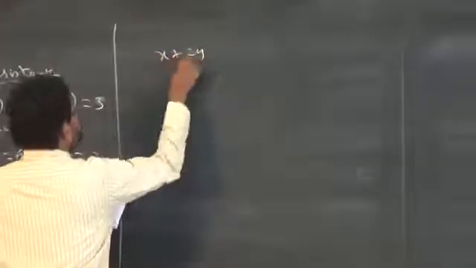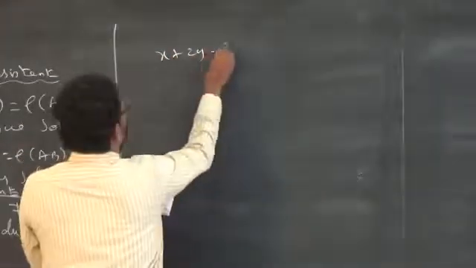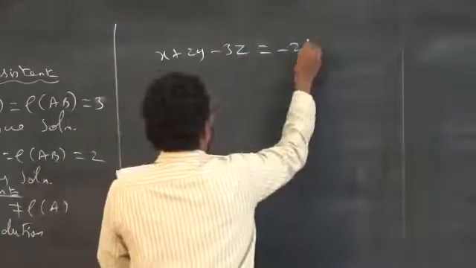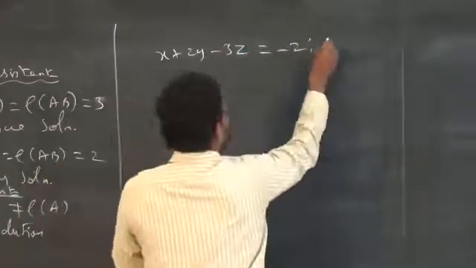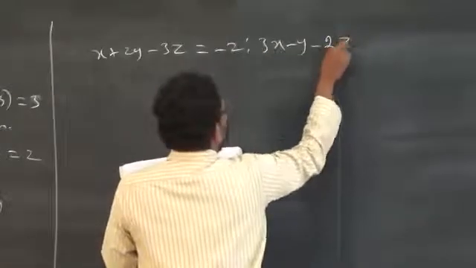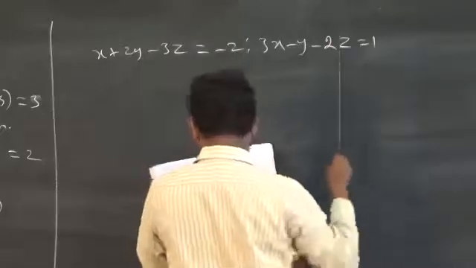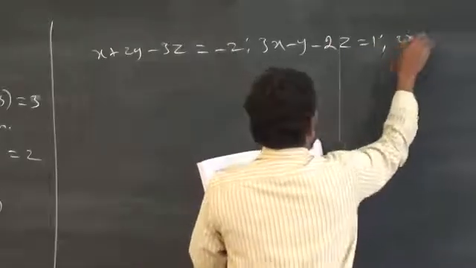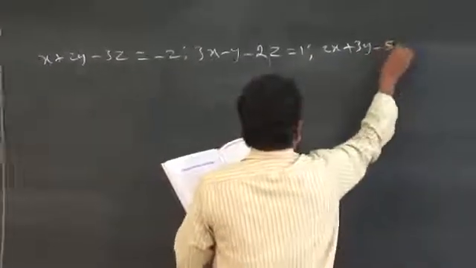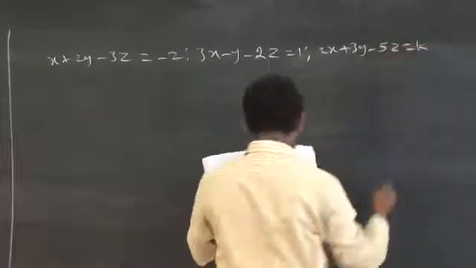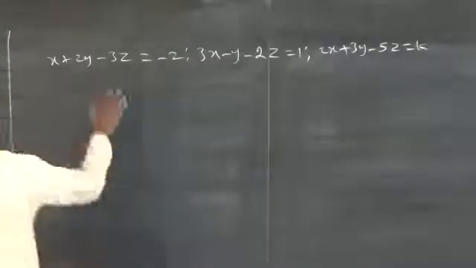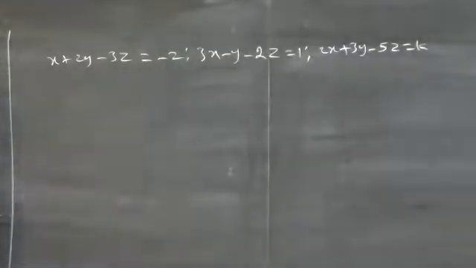x plus 2y minus 3z is equal to minus 2. The second equation: 3x minus y minus 2z is equal to 1. Third one: 2x plus 3y minus 5z is equal to k. It is given already these three equations are consistent.